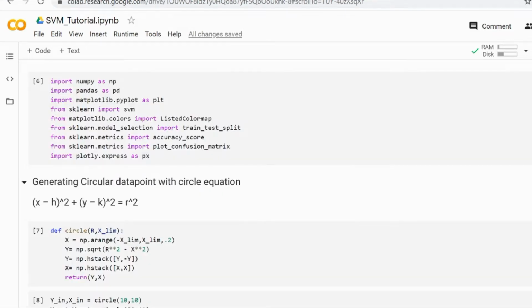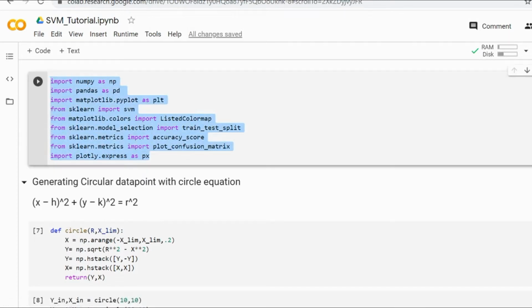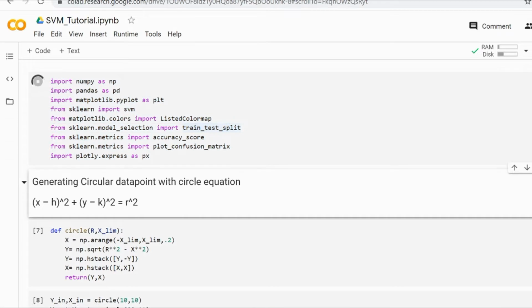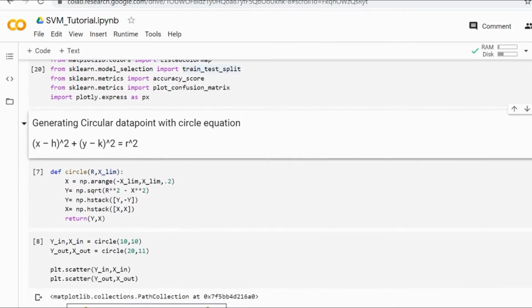So guys, we are on our notebook. I'm going to import all these basic libraries, and let's import them. After that, I want to generate a circular type of data distribution. So I'm utilizing a circle equation. We all know that a circle equation is pretty simple. If I take h and k as 0, then it becomes x square plus y square is equal to r square, where r is the radius and h and k are the distance from the origin.